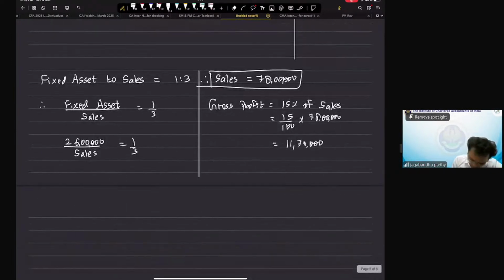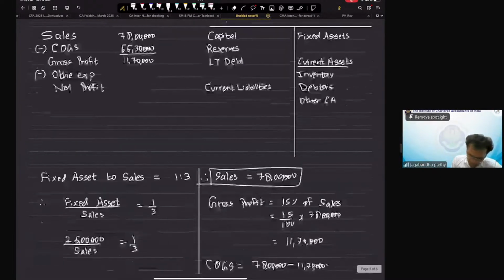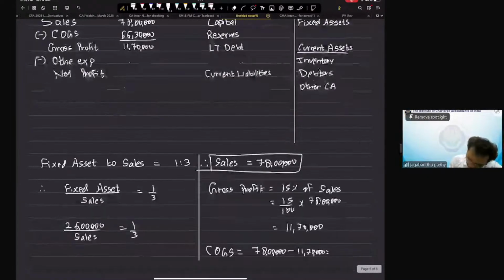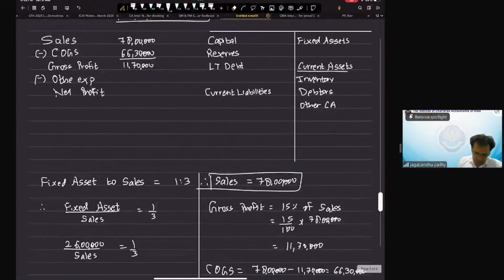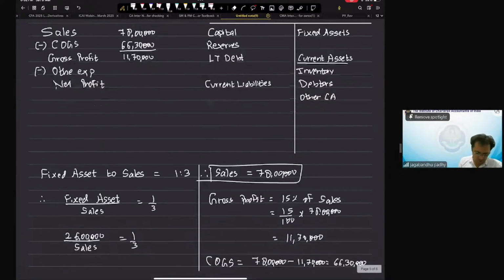Right? So I'll obviously write here. COGS is 78 lakh sales minus a gross profit of 11 lakh 70,000, 66 lakh 30,000. Okay, so that is done. After this, COGS, what about other expenses and net profit?